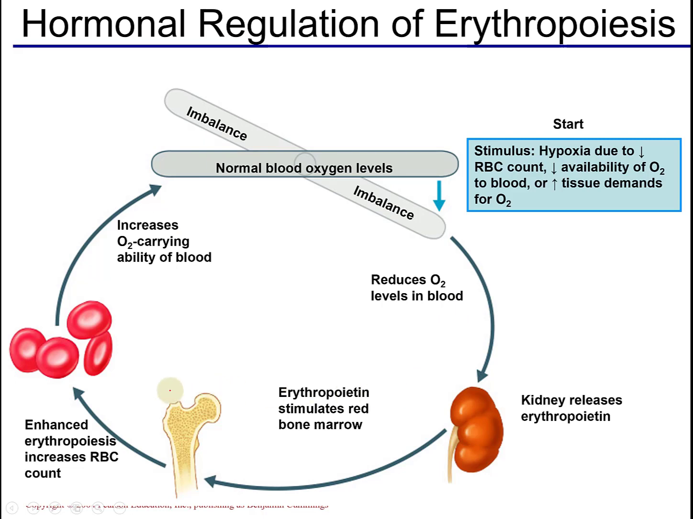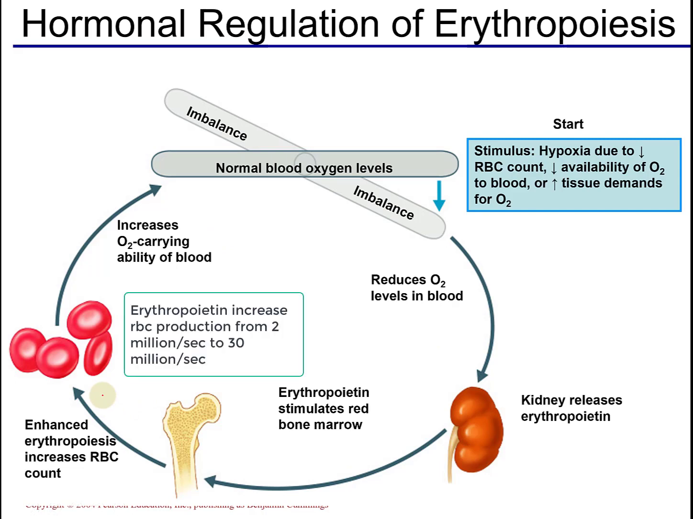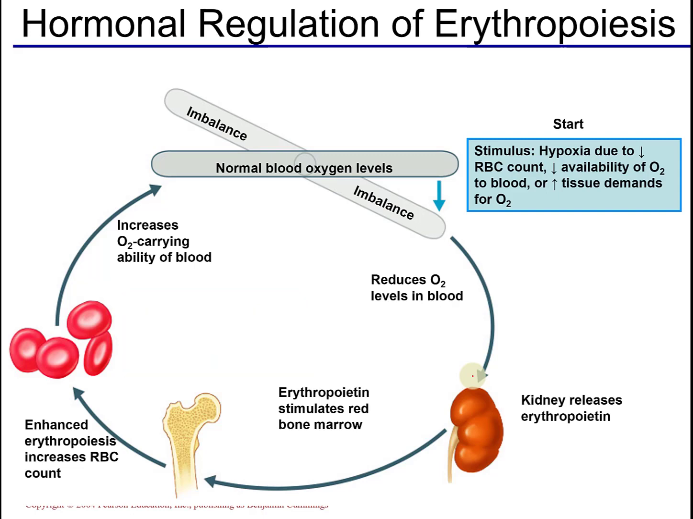Once erythropoietin is released, it can enhance erythropoiesis incredibly. So it can increase red blood cell production from 2 to 30 million red blood cells in a second. So with the release of erythropoietin, you can jump from the production of 2 million red blood cells a second to 30 million. And one thing I want to mention is that some people have taken note of this process. And of course, having a higher oxygen level in your blood can give you an edge if you're an athlete. If you've got more oxygen, you can make more ATP, which means that you can enhance your performance in terms of energy, speed, and endurance.